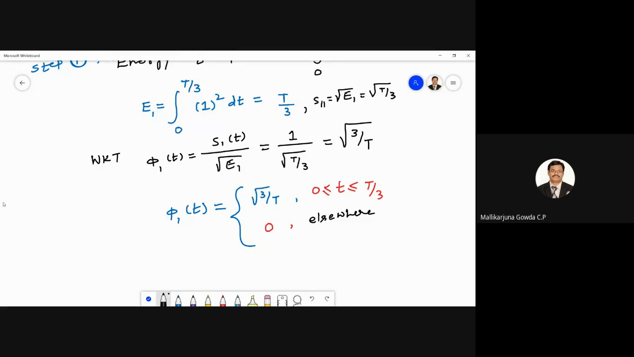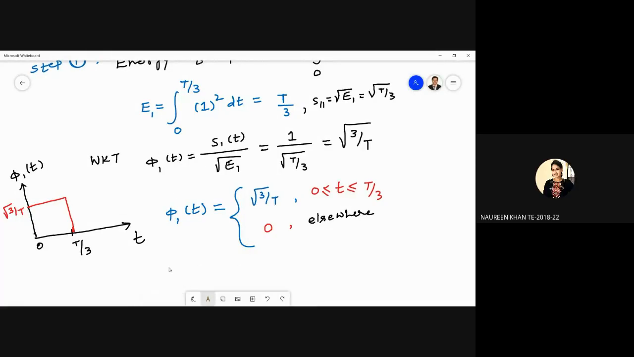I can represent this phi 1 of t graphically like this. This is time, and this one is phi 1 of t. From 0 to T by 3, its magnitude will be root of 3 by T. Is that fine? This is how I represent the phi 1 of t signal, that is the orthonormal function. Is the first step clear?